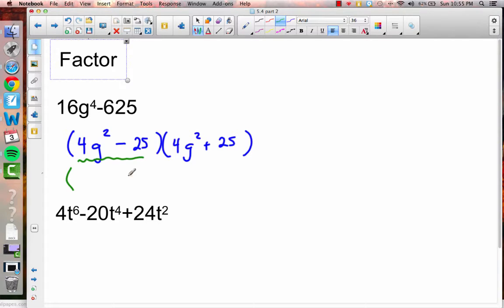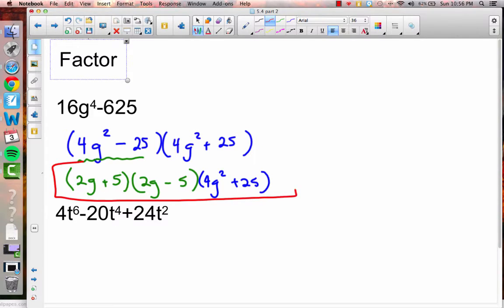So notice right here, we have squares again. So I'm going to split this one more time. 4 can be reduced to 2 and 2. And g squared can be reduced to g and g. And then what's the square root of 25? It's 5. So we split that one more time with another plus and minus. And this one on the right doesn't change because it's a plus sign, so we have to leave that as is. So 4g squared plus 25. So this right here is our final answer if we've reduced it all down. So there was no greatest common factor. It's all about just difference of squares.